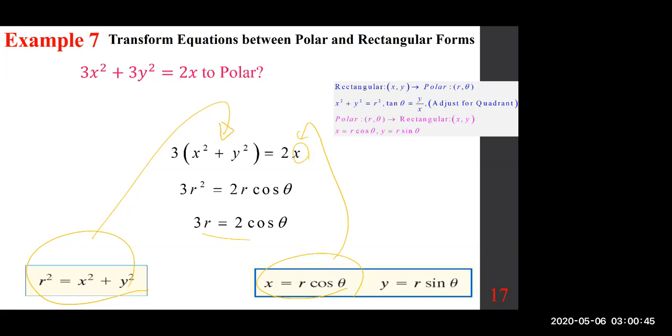Sometimes they stop here. Sometimes, let me use a different color, they specifically solve for r, which becomes 2/3 cosine theta. Either way is fine as long as you see an r and theta somewhere in the equation, and make sure you don't see x or y. When you have transformed it into polar, x and y must be gone. Okay, class? Must be gone. All right.